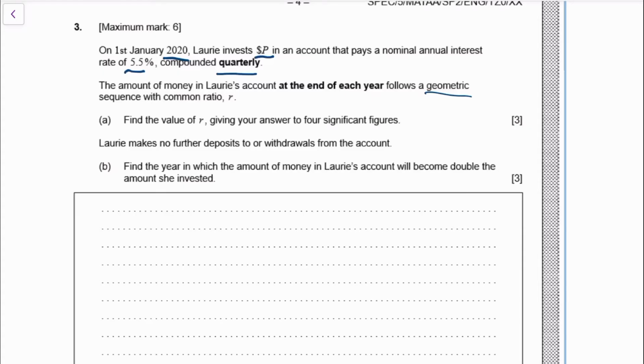So the amount of money at the end of each year is a geometric sequence with common ratio R. What's the common ratio? Okay. Now, if you look for the formula of compound interest, which I believe is in the formula booklet. Okay, in the first page it says compound interest.